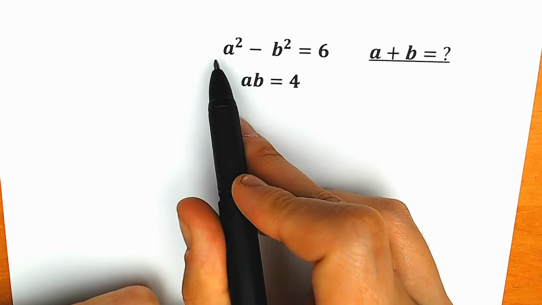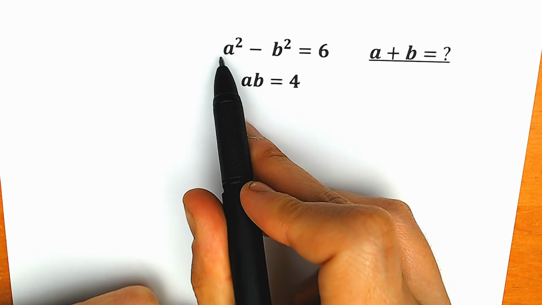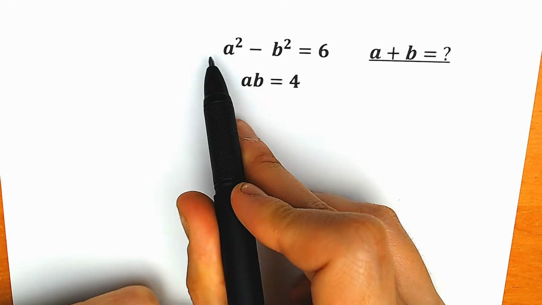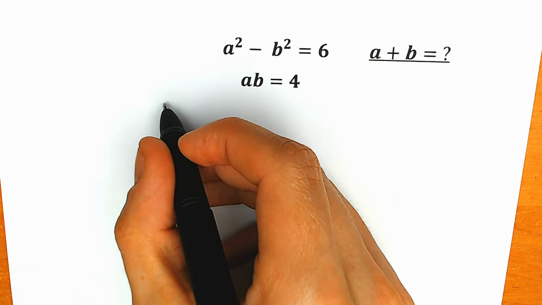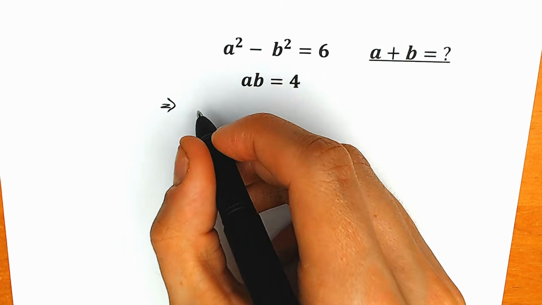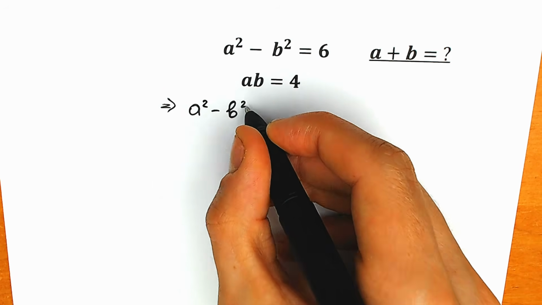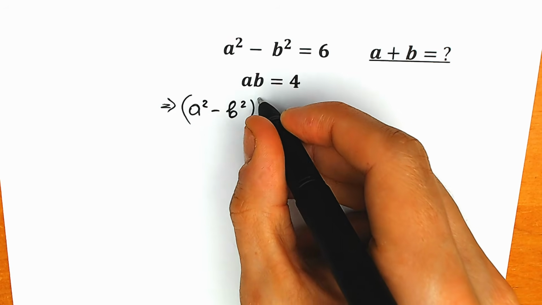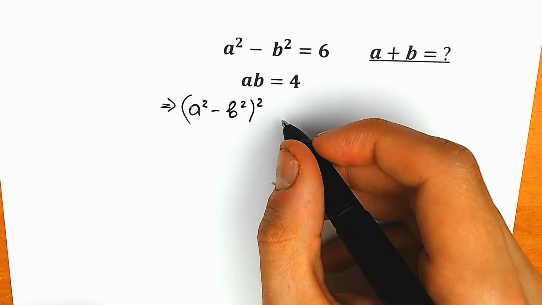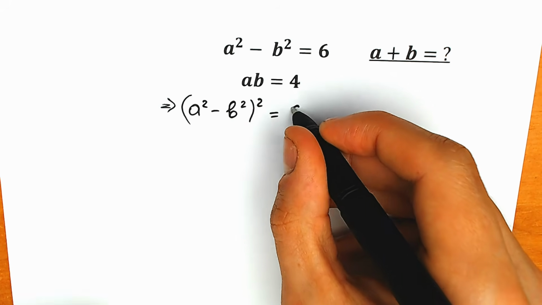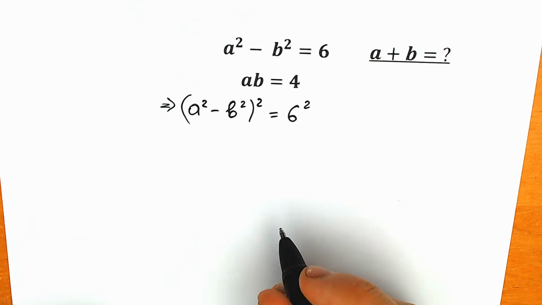Okay, so we need to solve it for a plus b. The first way to do this is to raise the first equation to the second power. So let's do it. This is our first way. How can we solve it? We raise a square minus b square to the second power, and of course we raise 6 to the second power. So we square both sides.